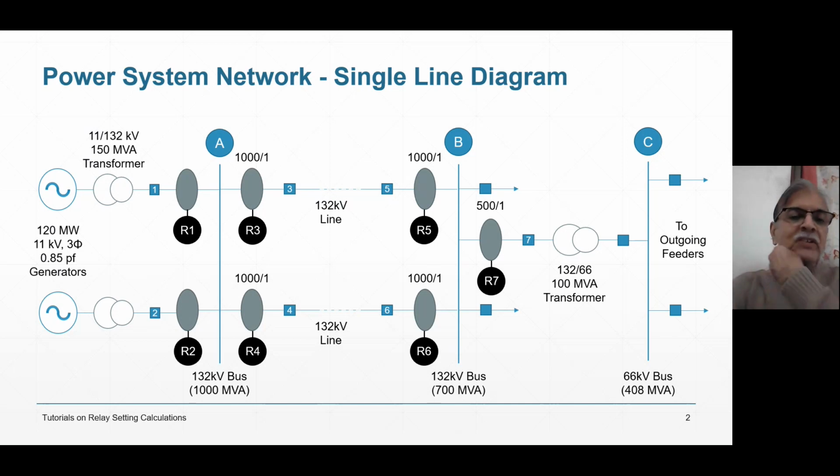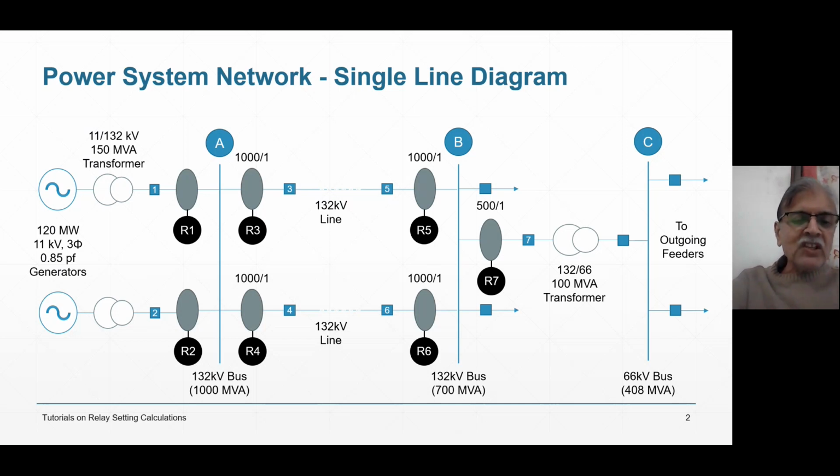R3, R4, R5, R6 are the relays on the parallel feeder, the 132 kV parallel transmission lines. From bus B, I have got 3 lines emanating. One is going to a 132 by 66 kV, 100 MVA transformer. On the primary side, there is a relay R7 fed by CT 500/1, and the transformer 66 kV side is terminated on bus C, from which the outgoing 66 kV transmission lines are going to some 66 by 11 kV distribution substation. So right now we are talking about this.